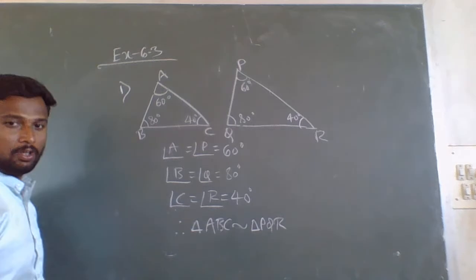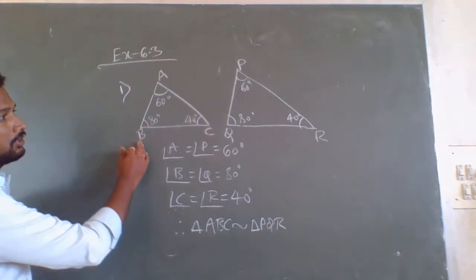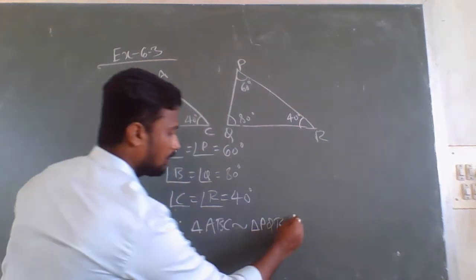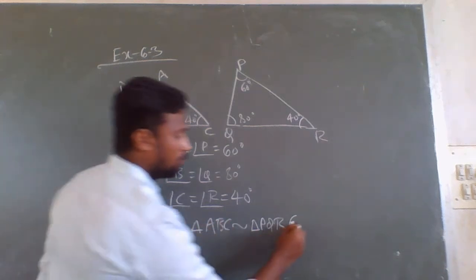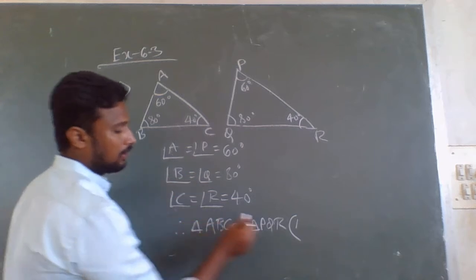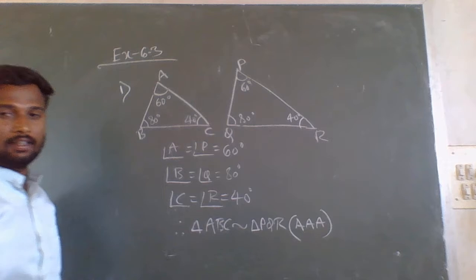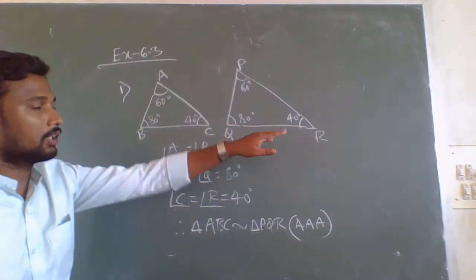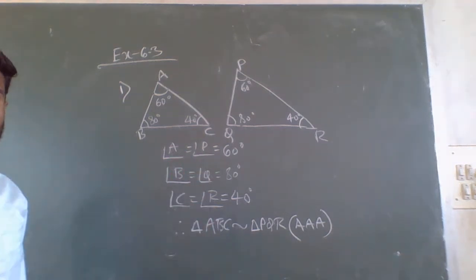And we have to mention the criteria which is used to mention these triangles as similar. So here triangle ABC is similar to triangle PQR by AAA, angle angle angle, because here corresponding angles are equal to each other. This is the first one.